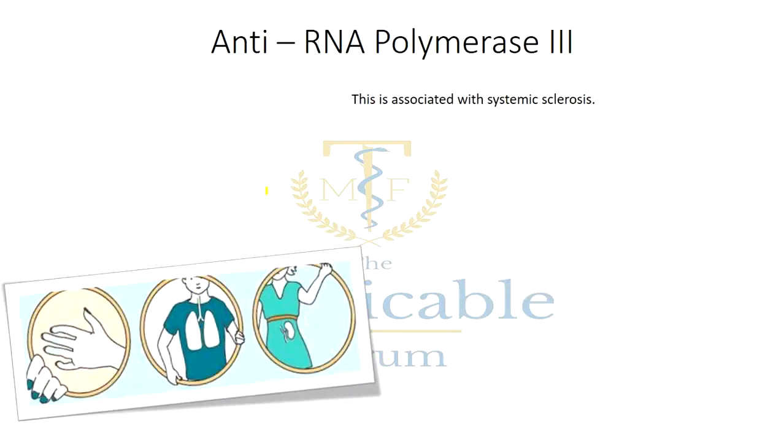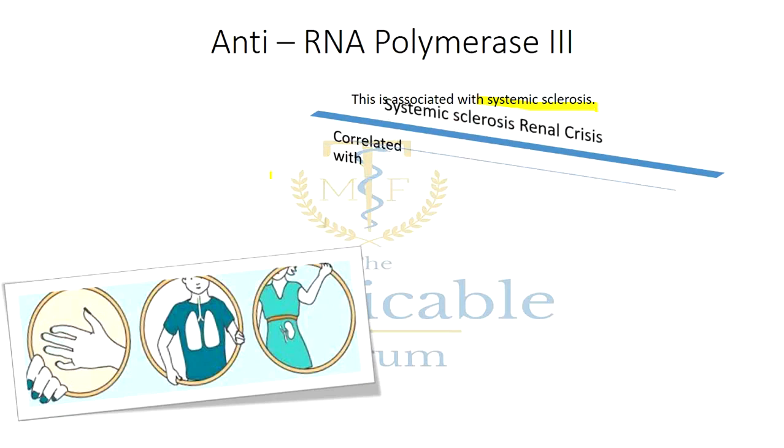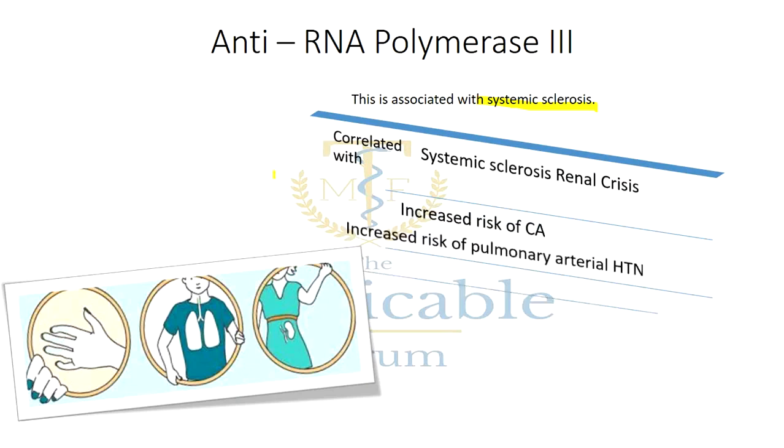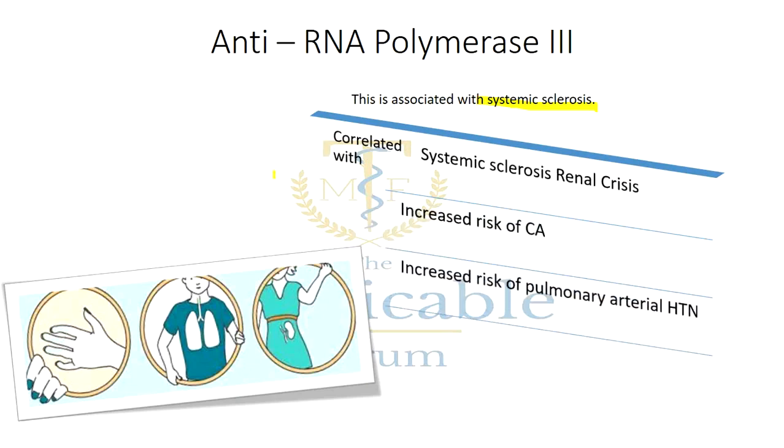Anti-RNA polymerase 3, it's an antibody like anti-Scl-70, which is very specific for systemic sclerosis. Now, what do they indicate? What do they correlate with? They correlate with systemic sclerosis renal crisis. They correlate with increased risk of carcinomas. They correlate with increased risk of pulmonary arterial hypertension. And they also correlate with increased risk of skin disease.